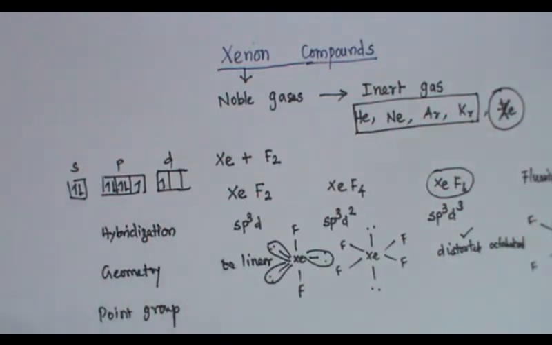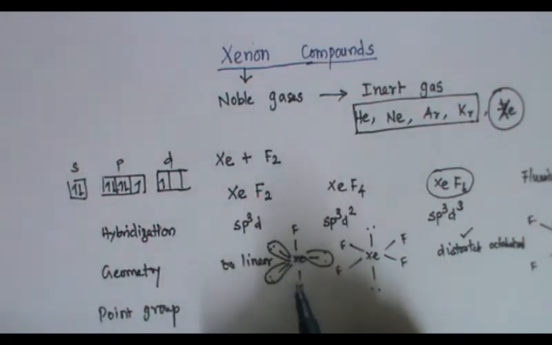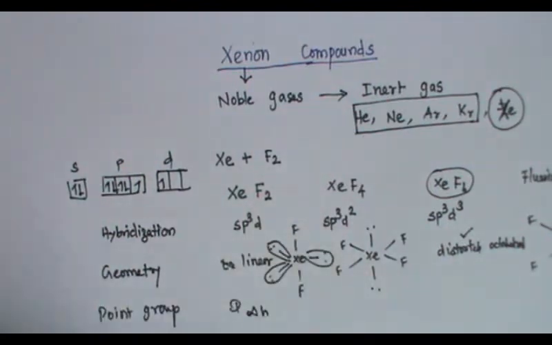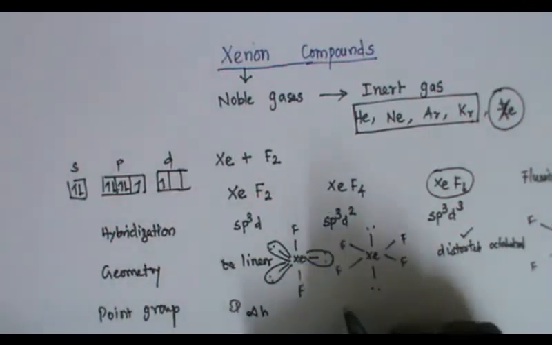Now let's go to the point group. It is very simple. It is a linear molecule similar to carbon dioxide. The point group will be D infinity h. This one is a planar molecule. It is similar to platinum tetrachloride. So it is a square planar complex. For that it will be D4h.